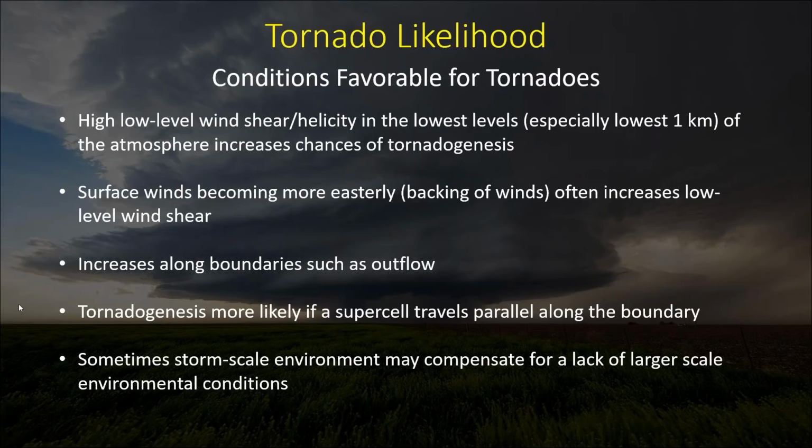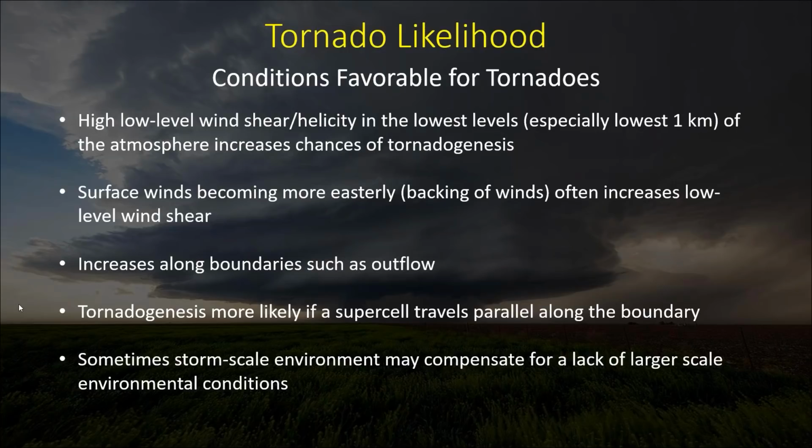Tornadogenesis, or the formation of a tornado, is more likely if a supercell travels parallel along that boundary, because that's maximizing the amount of time that it's going to spend in that high shear environment. And then also, sometimes the storm scale environment might compensate for a lack of larger scale environmental conditions.